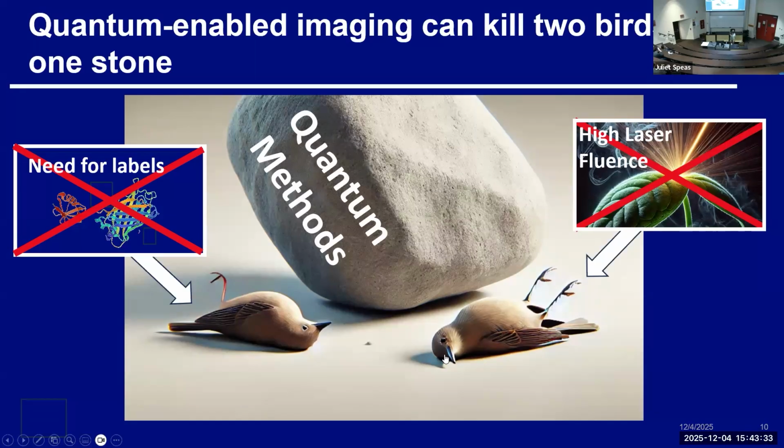And so I would say, if you're disturbed about this AI graphic being a little bit too graphic here with killing these birds, I'm just doing what I can to remind you that Schrodinger thought about using quantum methods to kill cats. I'm just talking about using it to kill birds. So keep that in mind.